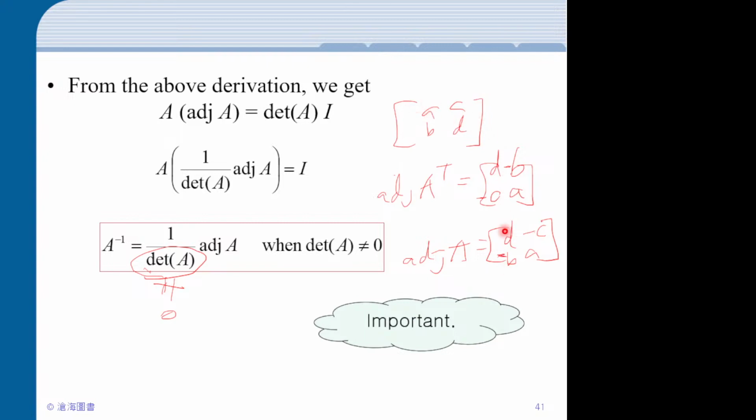So the 1,1 element is AD minus BC, and the 2,2 element is also AD minus BC, and the 1,2 element is minus AB plus AB, that's 0, and the 2,1 element is CD minus DC, so that's also 0.